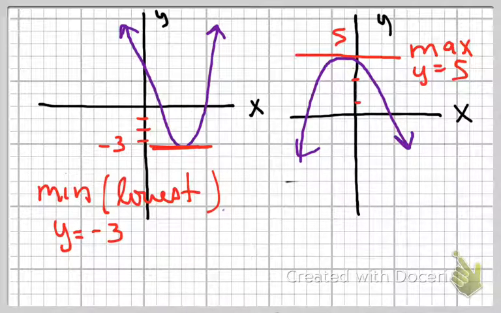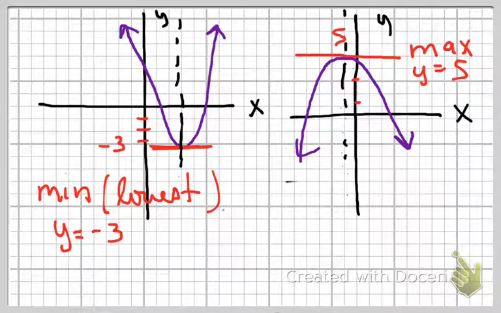Let me show you the axis of symmetry. The axis of symmetry is the imaginary line that goes right down the middle and splits the parabola into two equal sections. It goes right through the vertex. The vertex is the point at the tip of each parabola. That is the vertex.